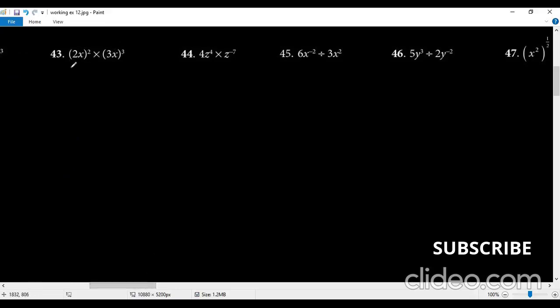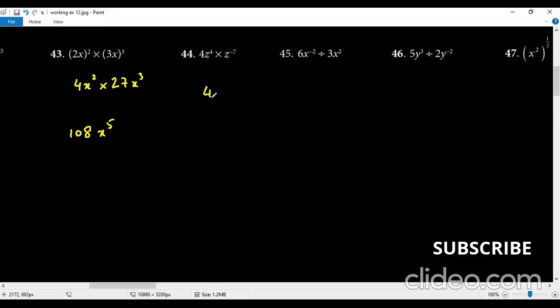Question number 43: first of all, we solve the parenthesis. That means 2 squared gives you 4, so I will write 4 instead. 4x is multiplied by 3 times 3 times 3, which is 27x cubed. So 4 times 27: 4 times 7 is 28, and 4 times 2 is 8, plus 2 is 10. That means 108, and x to the power 5. So 43 is giving us 108x^5. Now comes 44.